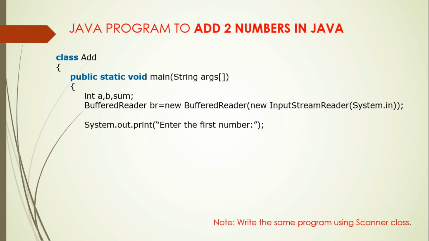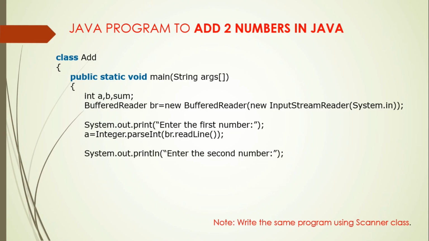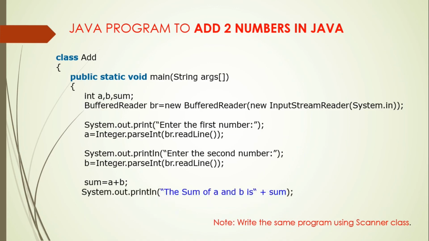The next line, I am going to read the values. So I am reading the values through the readLine method and converting them to the corresponding integer values using the parse function. Finally, adding the two numbers and the result will be printed. Okay. I am closing all the braces. I think you should be clear on this program. You should also write this program using the Scanner class.